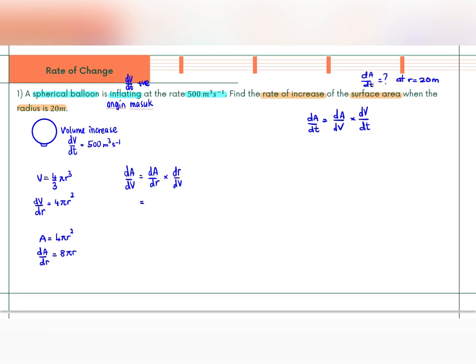Alright, so dA over dV kita dapat dekat sini 8 pi r multiply by dr over dV datang daripada sini. So it will be 1 over 4 pi r squared. Okay, so let's combine them. 8 bahagi 4 dapat 2. Pi bahagi pi dapat 1. R bahagi r squared will be 1 over r. So kita dapat 2 over r.